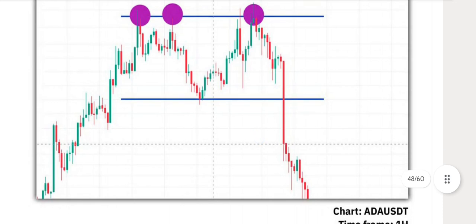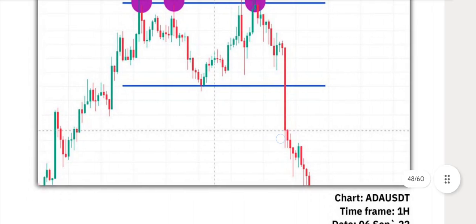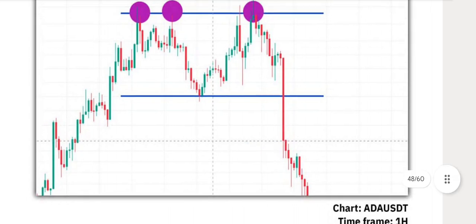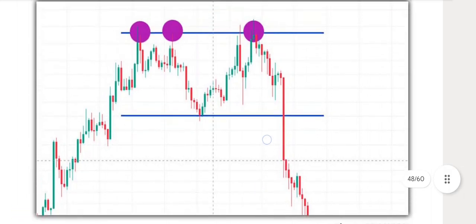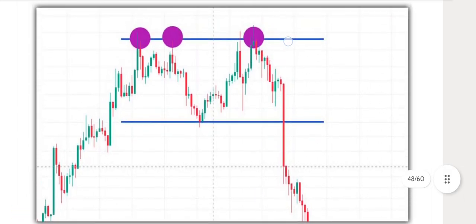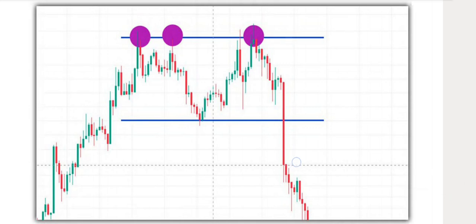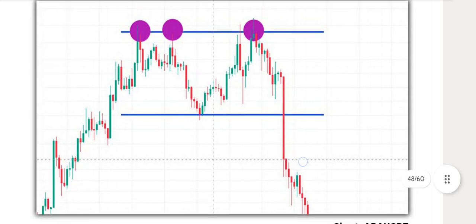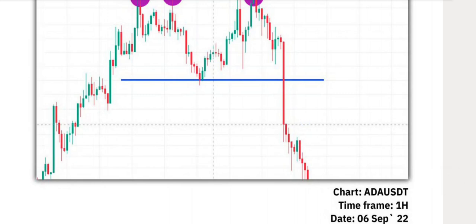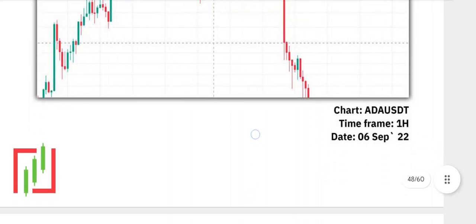The candle closed below the support point, showing us that it has already broken the support point. So what do we expect? A downward trend. Remember to place your stop loss right here, your entry right here after the candle close, and then the take profit. It's your choice, but I recommend a ratio of 1 is to 3. All right, for your risk management.